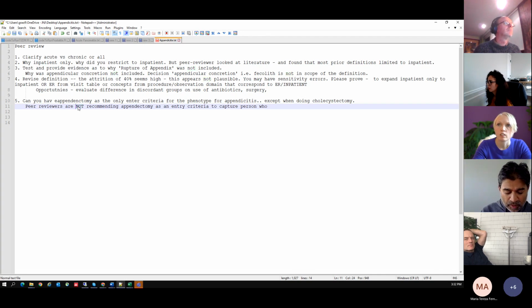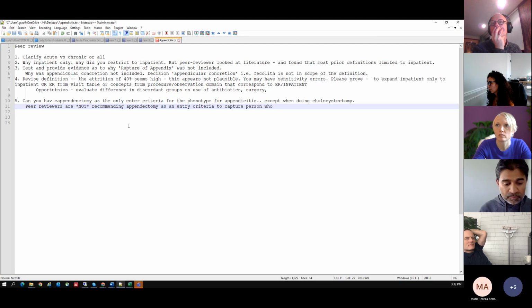Yeah. So are you guys recommending or not recommending? I could do an experiment to see the profile of people who have appendicectomy but do not have appendicitis at the same time. We can look at people who have appendicectomy and the code of appendicitis, and people who have appendicectomy and do not have the code of appendicitis, and see if they are discordant or not.